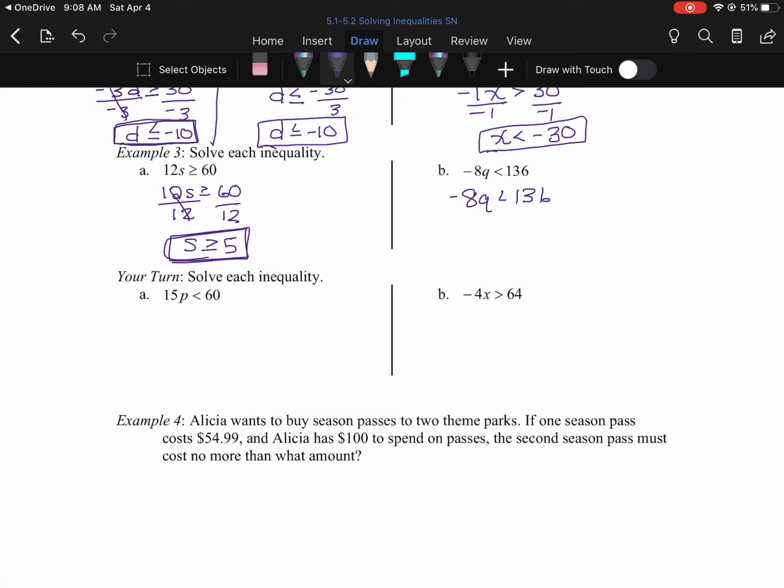Now for part B, we get negative 8q is less than 136. Divide both sides by negative 8. Are there bells, whistles, fireworks going off in your head? Oops, I accidentally wrote an equal sign. Because we divided by a negative, which means we need to flip the sign. So q is now going to be greater than 136 divided by negative 8 is negative 17.